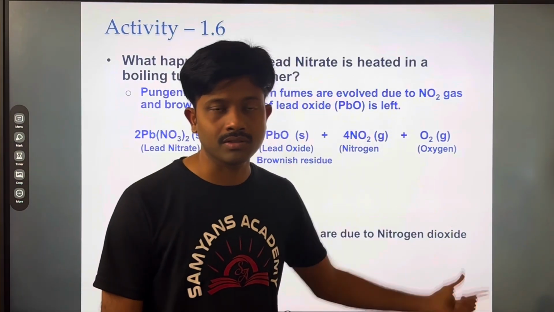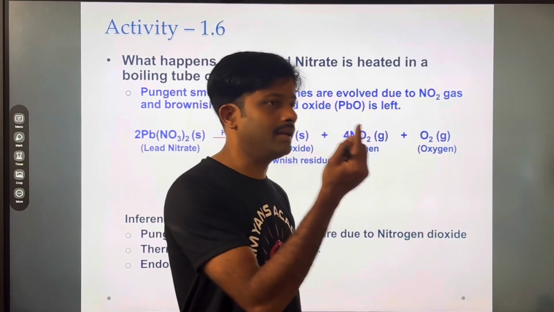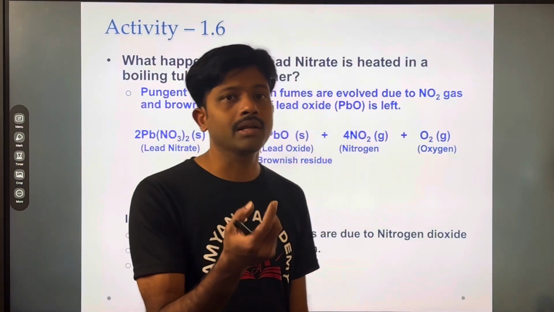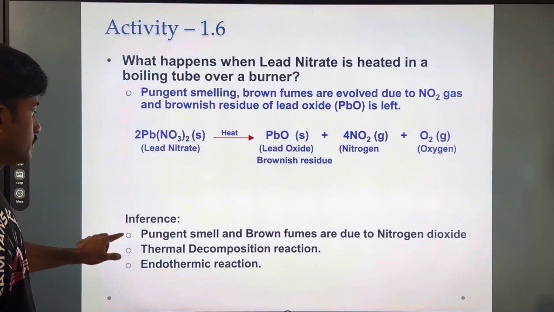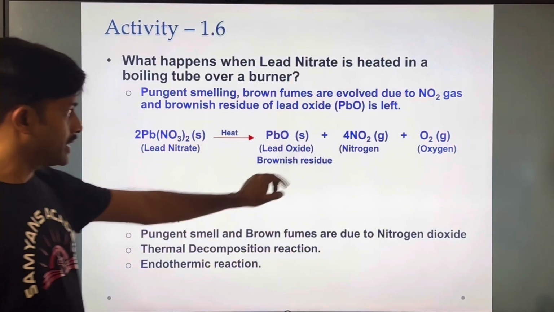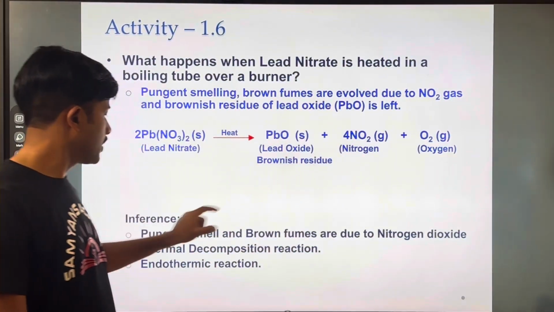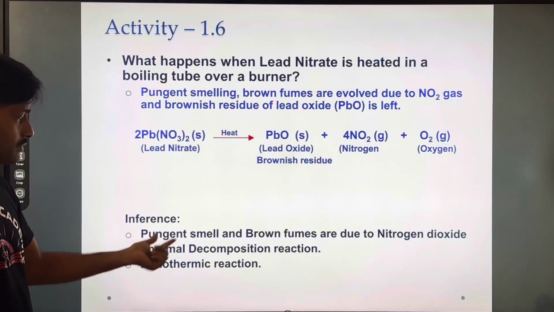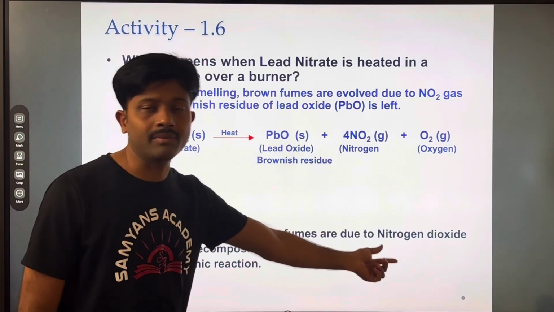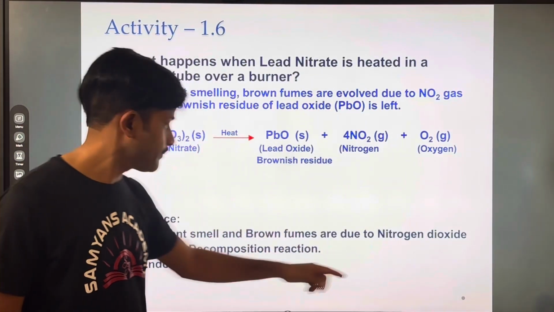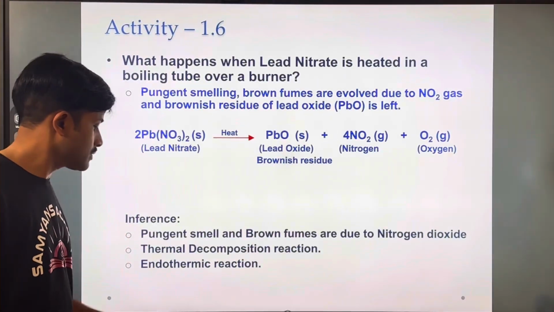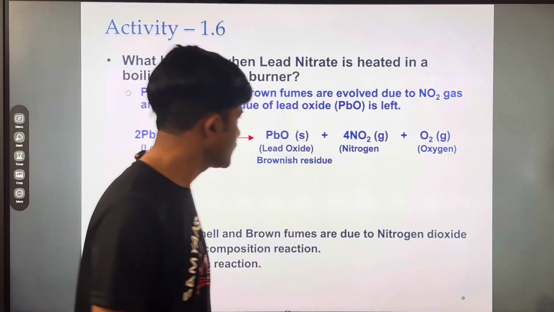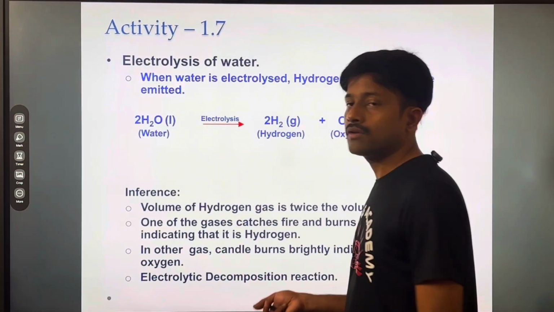Then how do you test this oxygen? When you bring a burning candle nearer to it, the candle burns with a bright flame. Also, here brown fumes are obtained in this reaction. The brown fumes are due to the liberation of nitrogen dioxide. It is an example of a thermal decomposition reaction, and it is also an endothermic reaction. Is it clear, everyone?